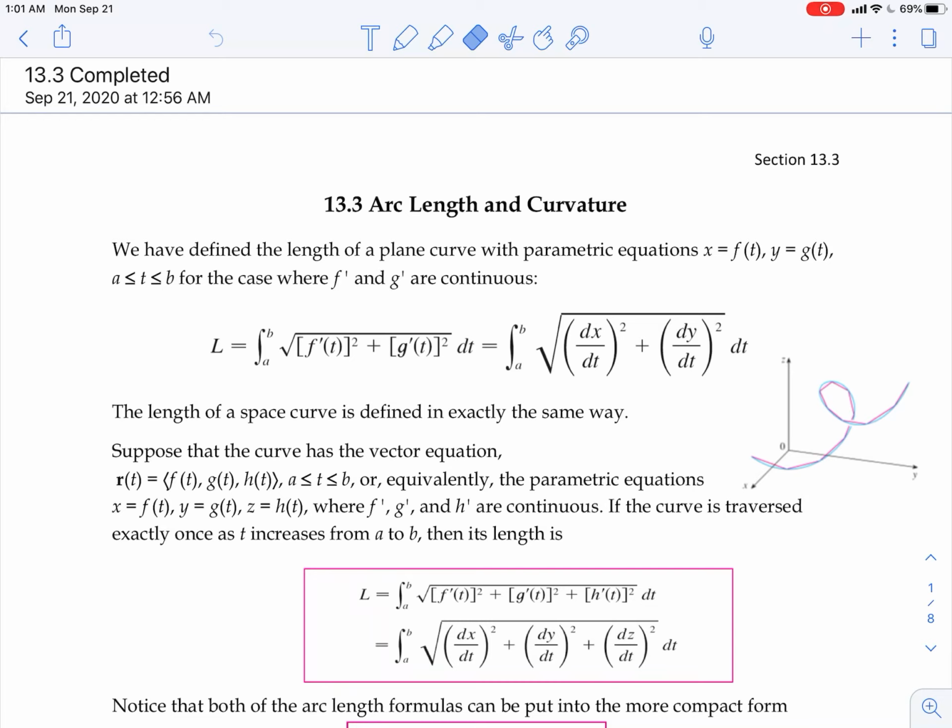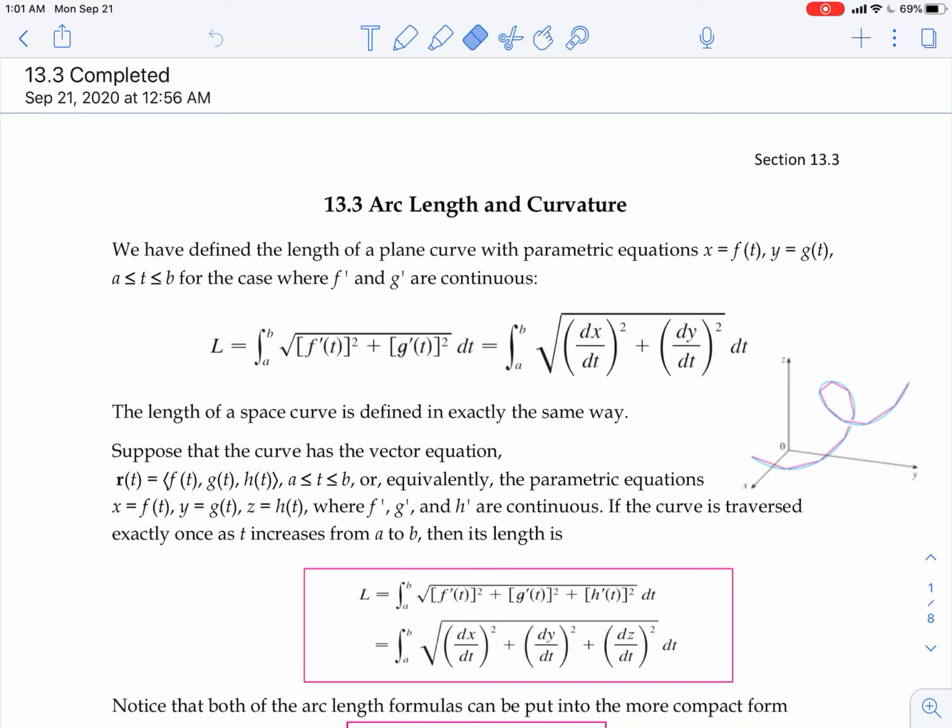And so here we have defined the length of a plane curve with parametric equations. x is equal to f of t, y is equal to g of t, a is less than or equal to t is less than or equal to b. So our t is in between two values a and b for the case where f prime and g prime are continuous.